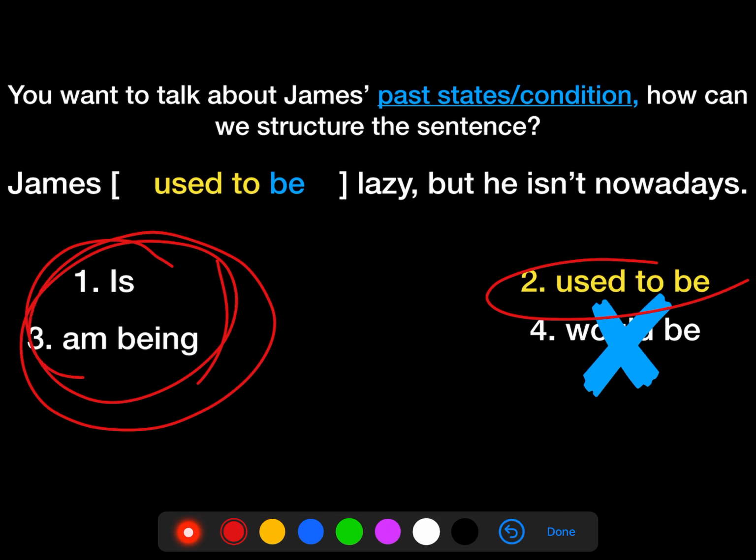Okay, let's have a look at the rest of the options. Is, am, being. So, they're both present simple and present continuous. James is lazy. He's lazy in the present right now. So, number 1 is talking about now. But am being is also the present, but present continuous. He is being lazy. Okay? Now and then now, but you're doing it. You're being lazy. Okay? Very good.